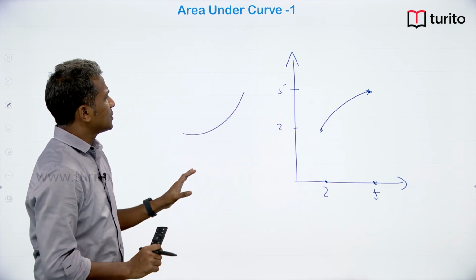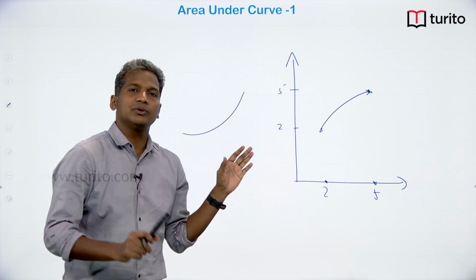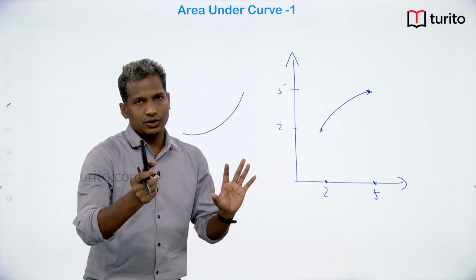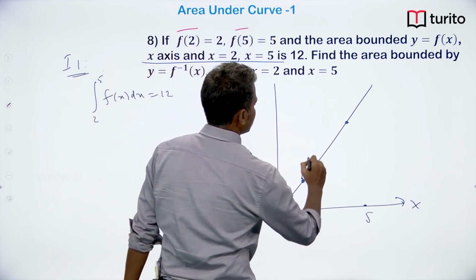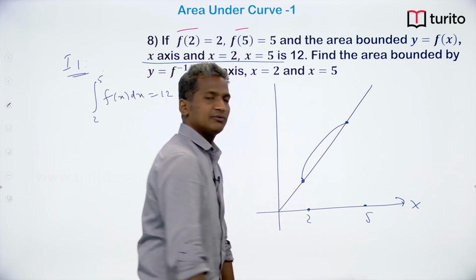Okay. So now out of these two you can take any graph, it is your choice. So here I am taking a graph like this. This is my graph of f of x.